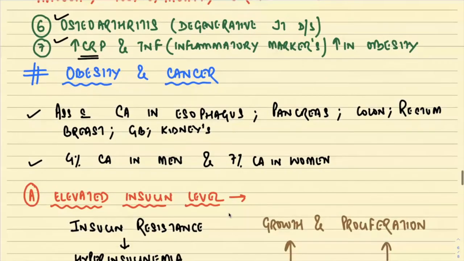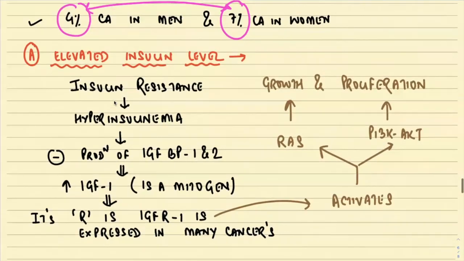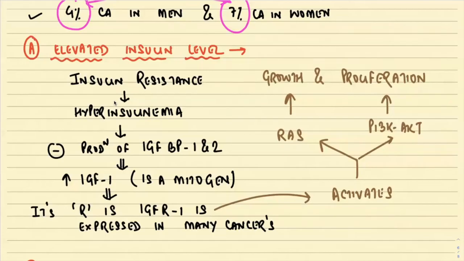Very important exam question: how is obesity predisposing to cancer? It is associated with the cancers of the esophagus, pancreas, colon, rectum, breast, gallbladder, and the kidneys. 4% of cancers in men are attributed to obesity and 7% of cancers in women. Why is there a difference between men and women? Very basic question. The amount of fat in females is more as compared to men.